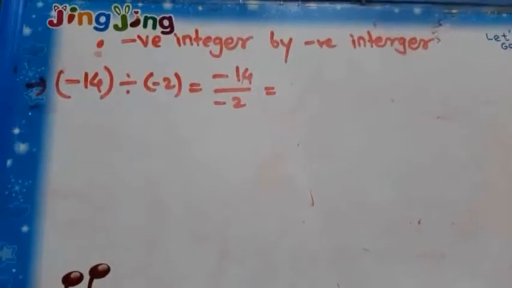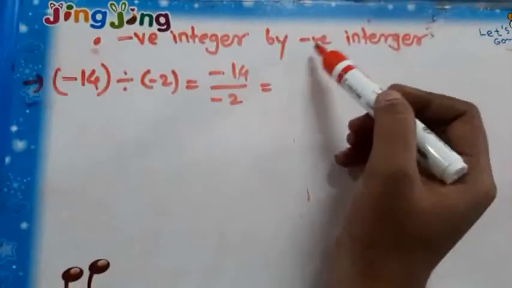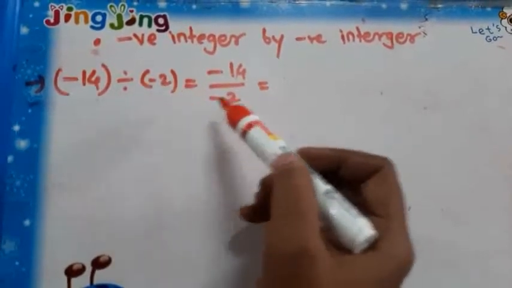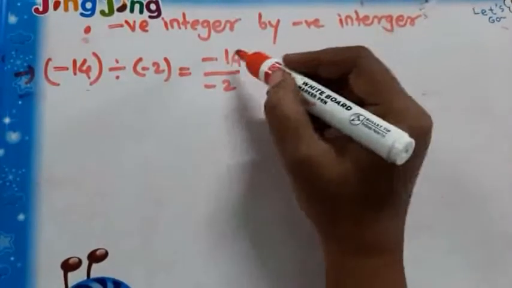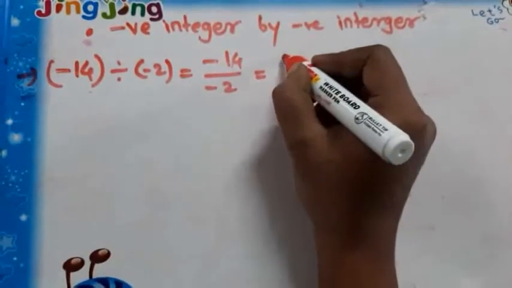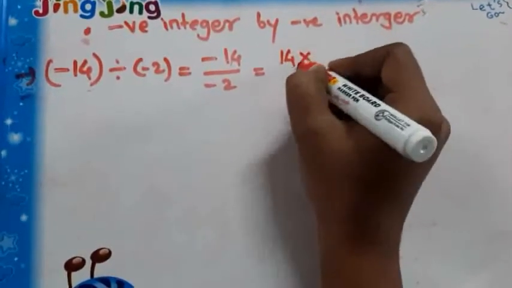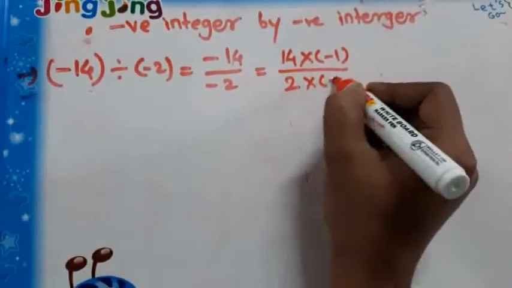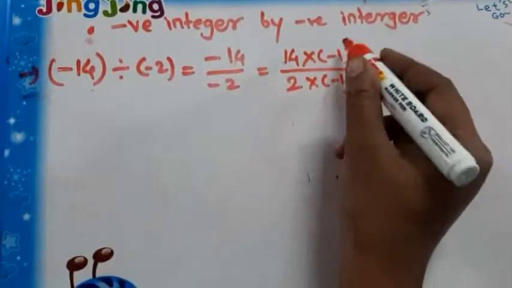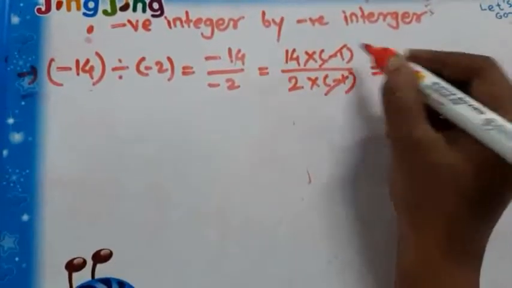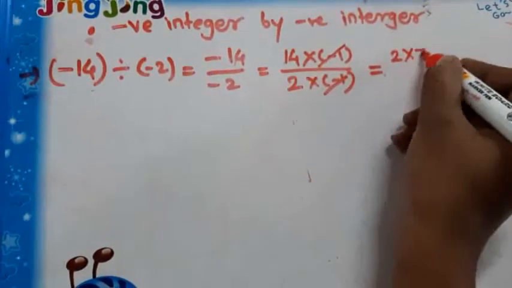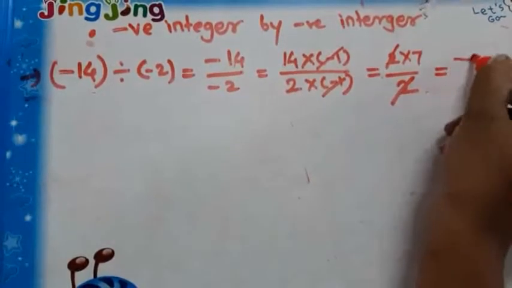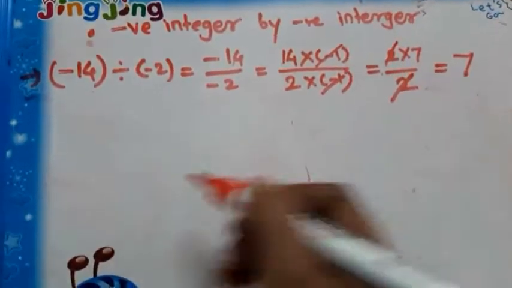Now the third case is negative integer divided by negative integer. Minus 14 divided by minus 2. It can be written in this way. I will try to remove this negative sign. How can we write that? 14 into minus 1 and 2 into minus 1. As these numbers are the same, they get cancelled. So 14 can be written as 2 into 7 divided by 2. 2 gets cancelled. Answer will be 7 and it is positive.